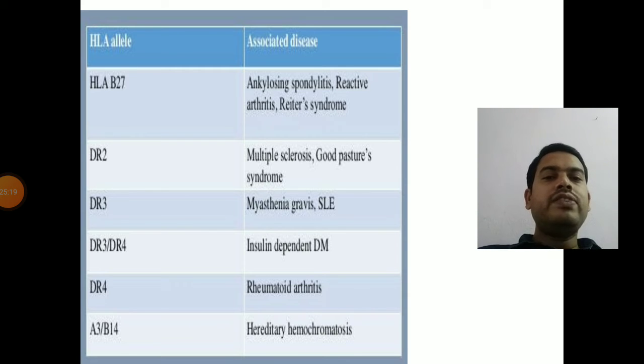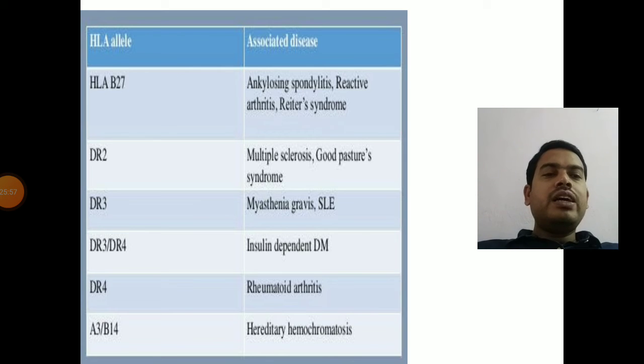HLA B27 is associated with ankylosing spondylitis, reactive arthritis, and Reiter syndrome. DR2 allele is associated with multiple sclerosis and Goodpasture syndrome. DR3 with myasthenia gravis and systemic lupus erythematosus. DR3 and DR4 with insulin dependent diabetes mellitus. DR4 is also associated with rheumatoid arthritis, and B14 A3 with hereditary hemochromatosis. So the HLA complex is present in the form of alleles which are shown here.